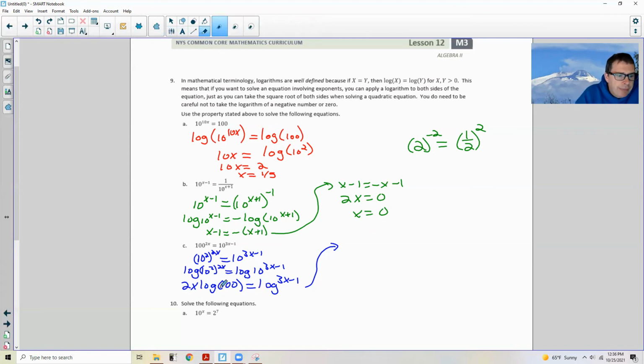Actually, I should have just left it. Let me just make that 10 squared. I should show that. And then this 2's got to go out in front. Well, 2 times 2x is 4x log 10, right? This was 10 squared. The 2 goes out in front. 2 times 2x is 4x. So it's 4x log 10 equals 3x. Oh, what did I do wrong here? Log 10 to the 3x minus 1 log, I forgot my 10 here.